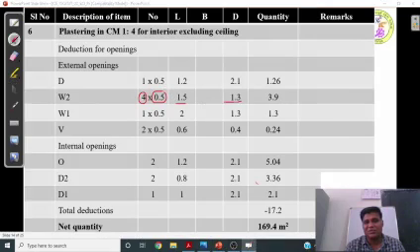So the dimensions are 1.5 by 1.3. Again W1, there is one number of window multiplied by half. So the dimensions are 2 into 1.3. So 1 into 0.5 into 2 into 1.3 will give me 1.3 square. Similarly, there are two ventilators, 2 into half, 0.6 and 0.4 is the dimensions.